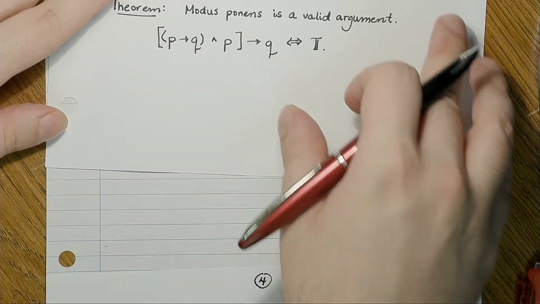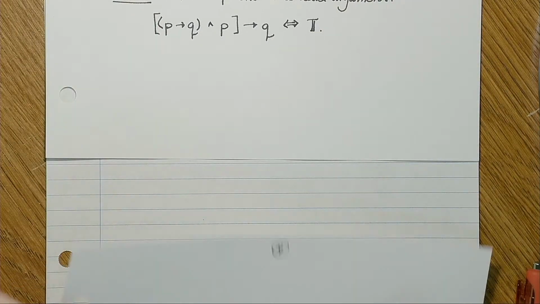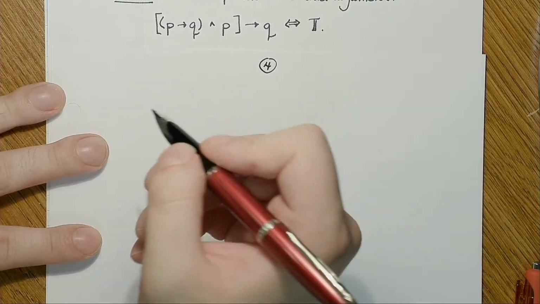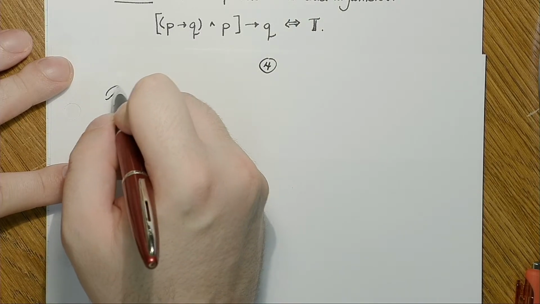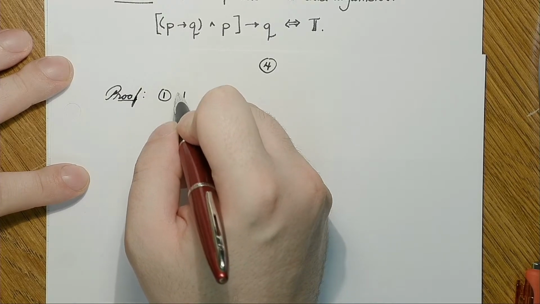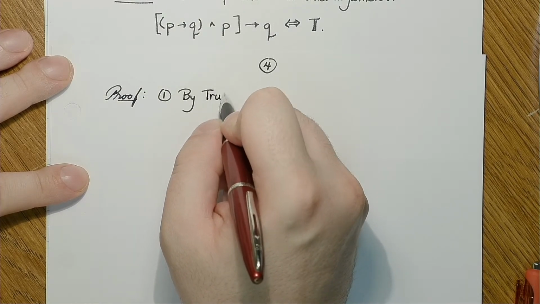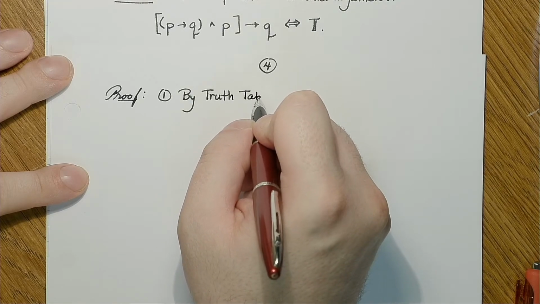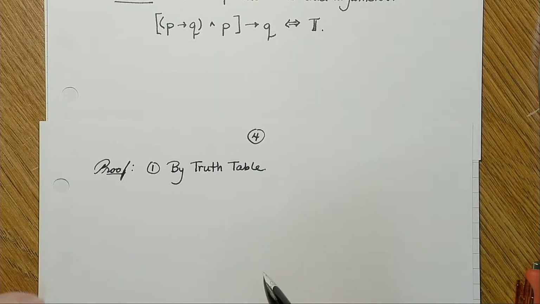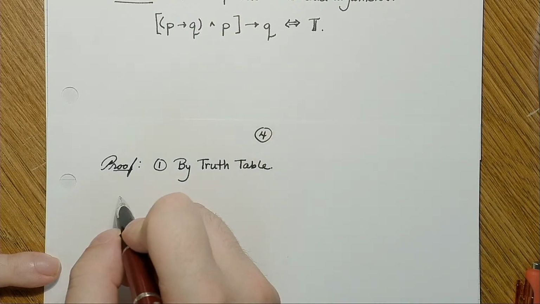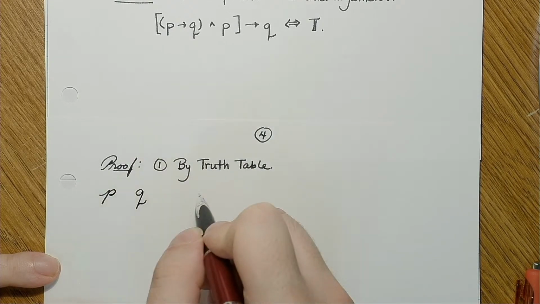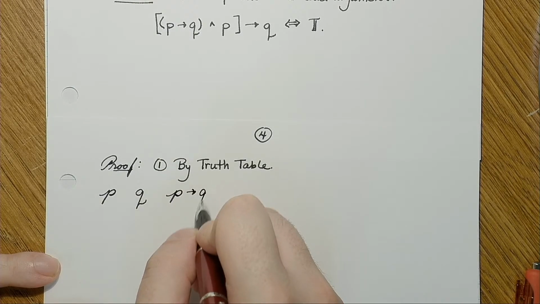So let's look at this one. So we could do this, the proof, the first way is by a truth table. So I'll just write out my headers. I just need my lines. So we're going to do P, Q, P implies Q.